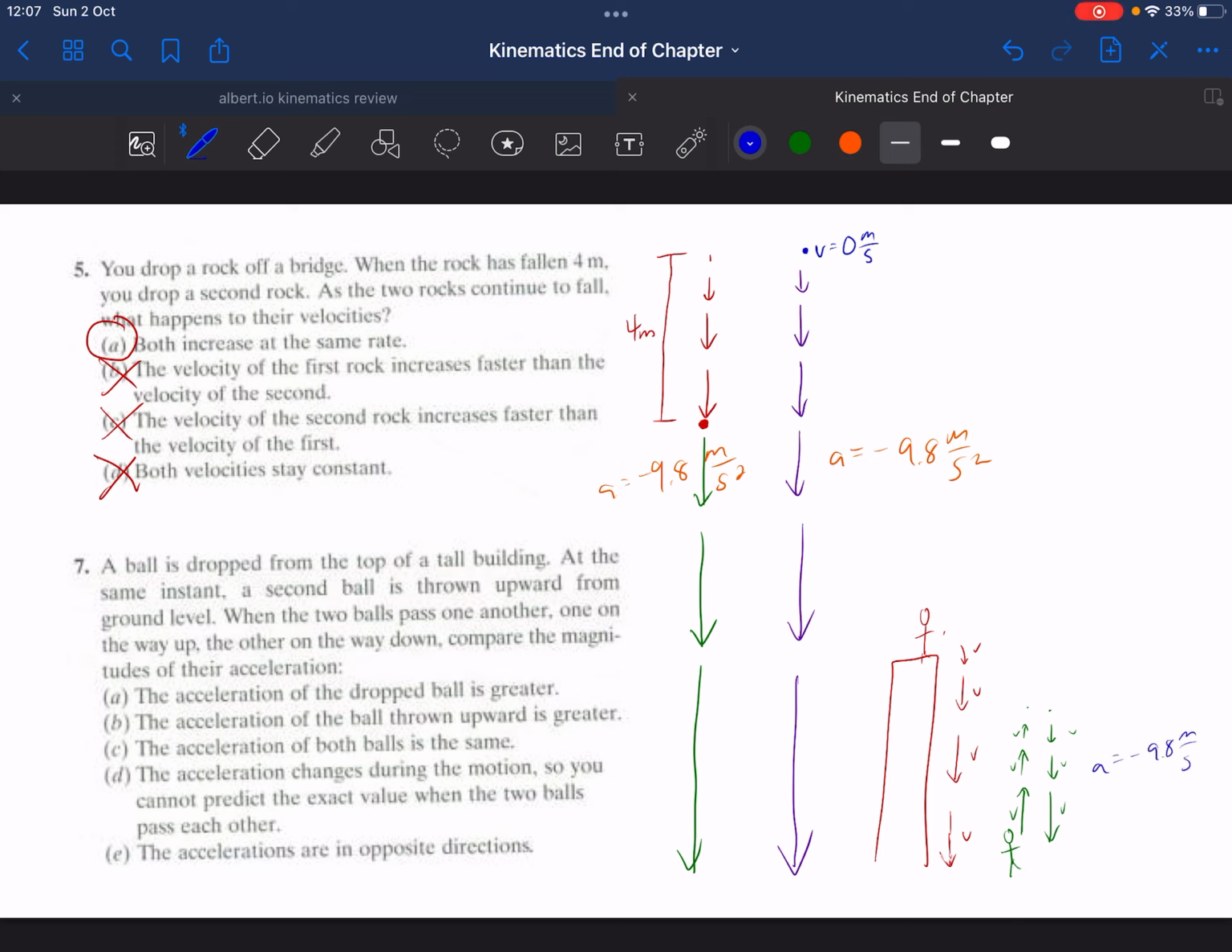So the acceleration, I think I said velocity a second ago. The acceleration is again always the same. Okay, so the acceleration of both balls is the same. In free fall, the acceleration is the same no matter whether the ball is going up, down, or sideways.